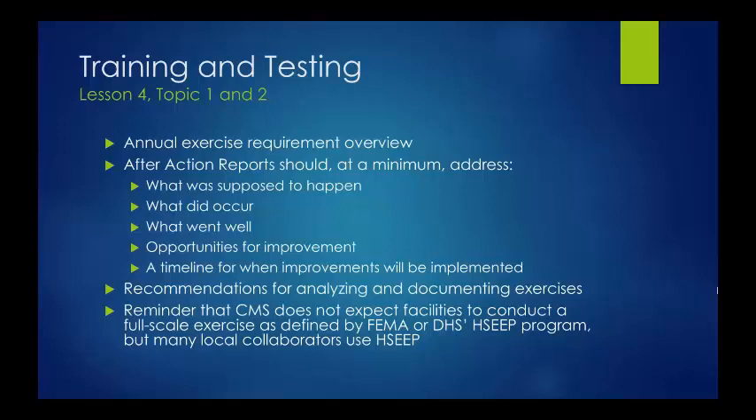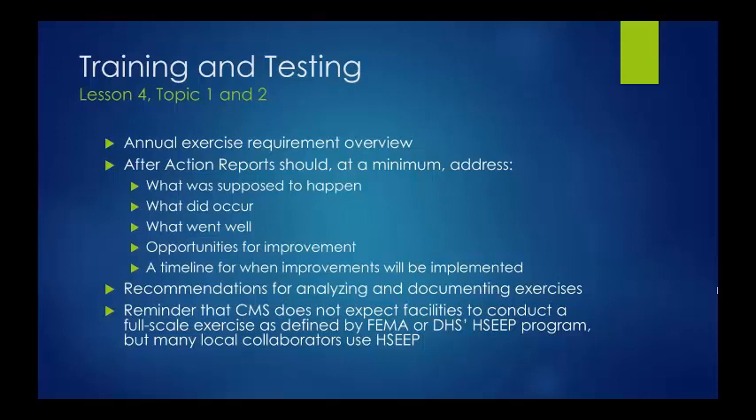Going back in with our training and testing is your annual exercise requirement. Now, you know you need a community-based exercise, a functional plus a tabletop exercise, so that you can test your plans and processes within your facilities. And your after-action reports, as you write these up, and again, this is a role, however this is assigned, but usually under your emergency preparedness leader.